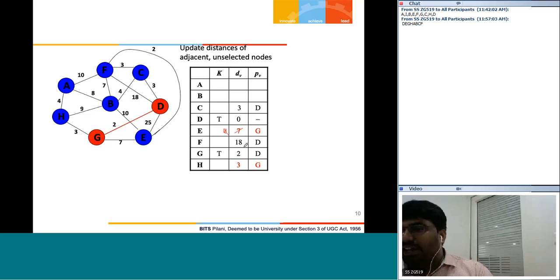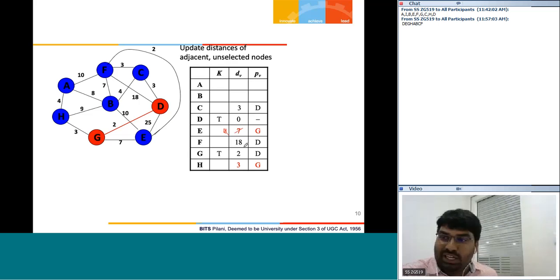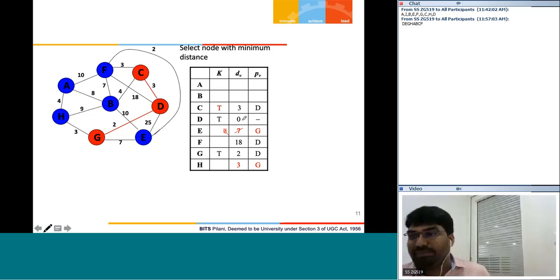Which is the minimal? Tell me the minimal vertices. The weight with minimal: only C and H. If you see the minimal, I have to choose either C or H. In this example, I have chosen C. Got it? C or H. Now I have chosen which one? The minimal.